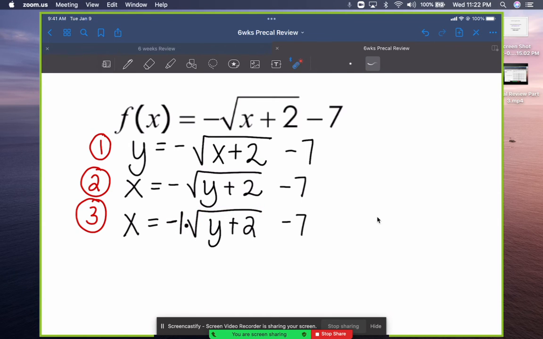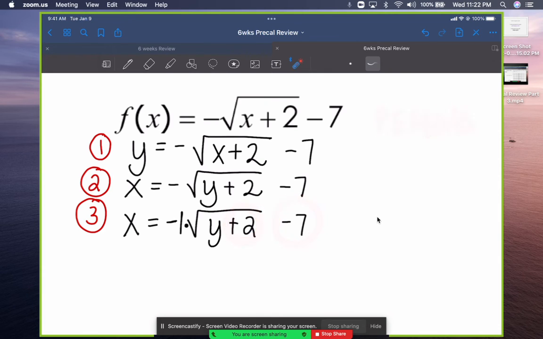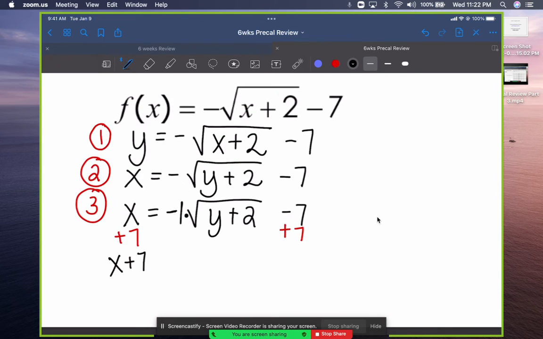So if we're thinking about reverse PEMDAS, I'm going to start with any addition or subtraction. So I have a negative 7, and I also have this plus 2. But here's the thing about this plus 2. I cannot touch inside the casita until I've gotten rid of it. So we're going to get rid of everything else before. We're going to start with that negative 7 by adding 7 on both sides. So I have x plus 7 equals negative 1 times the square root of y plus 2.